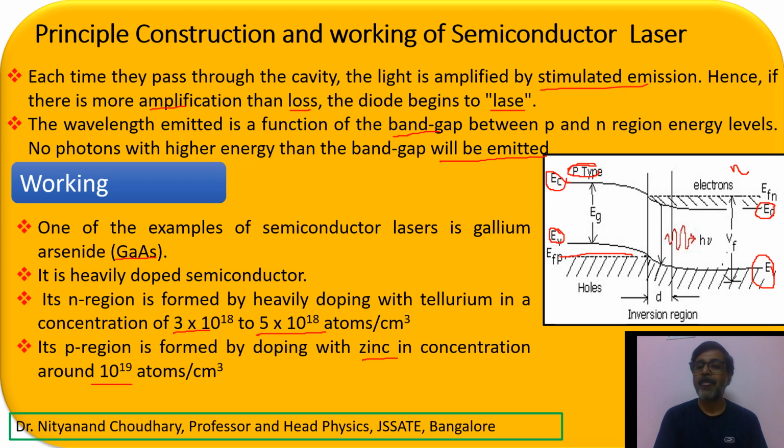Now what is happening? It has again been so heavily doped that on the N side the Fermi energy has moved inside the conduction band. So Fermi energy, here you see EFn, has moved inside your conduction band. Why has it moved inside? Because it is heavily doped. What is the range of the doping? 3 into 10 power 18 to 5 into 10 power 18 in the N region, and 10 power 19 atoms in the P region, right?